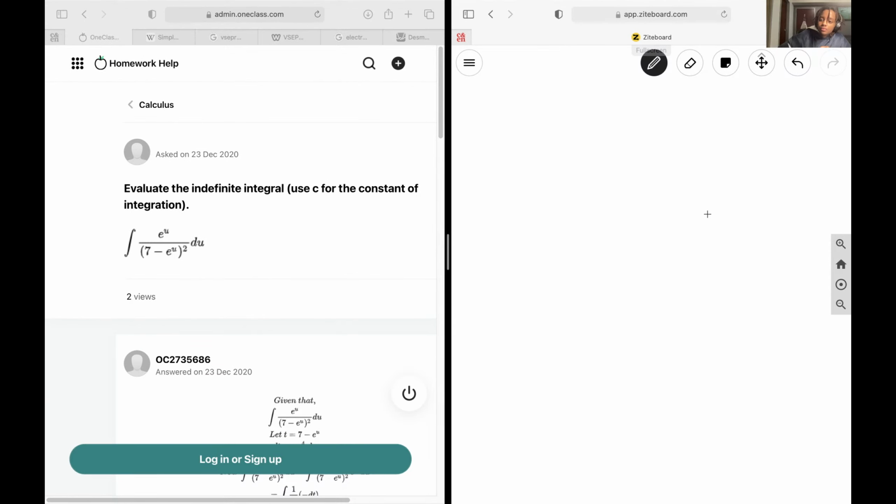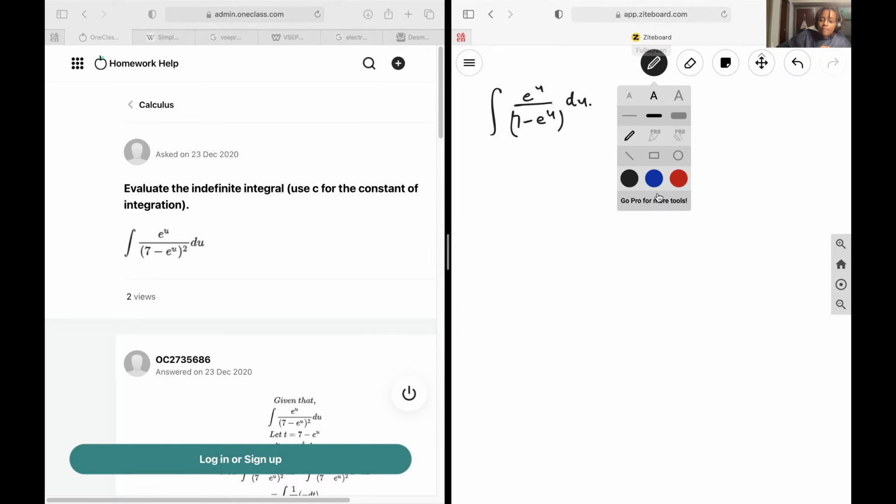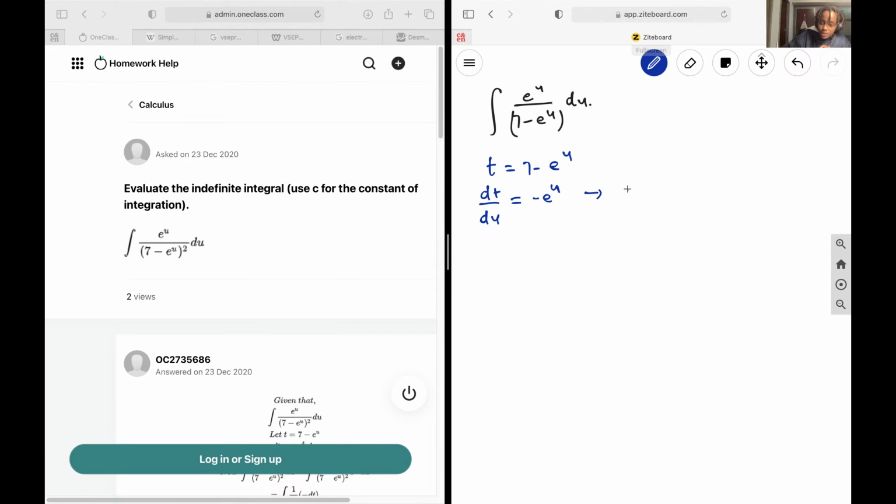Okay, next up, we want to integrate e to the u over 7 minus e to the u du. Here we're going to make a substitution. We're going to state that t is equal to 7 minus e to the u. So dt over du is just going to be negative e to the u, which implies that du is equal to dt over negative e to the u. This substitution was implied because we have it in the form f prime of x over f of x dx, which implied that we're going to be using this substitution.